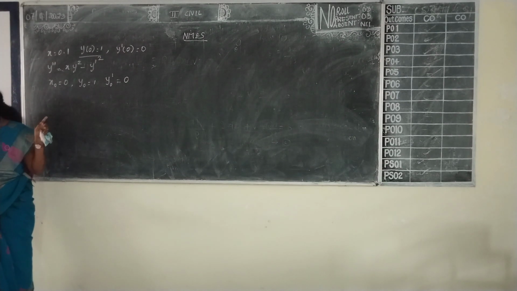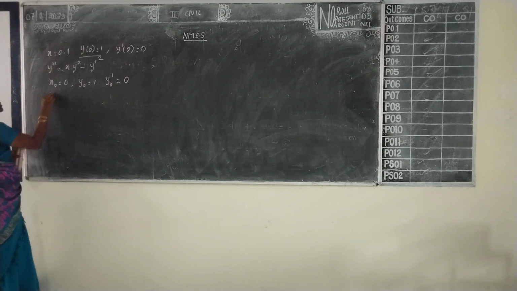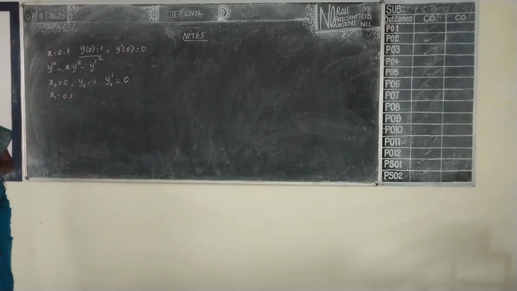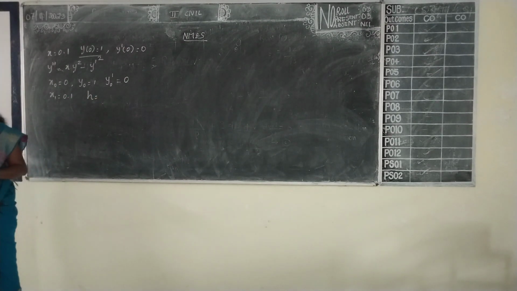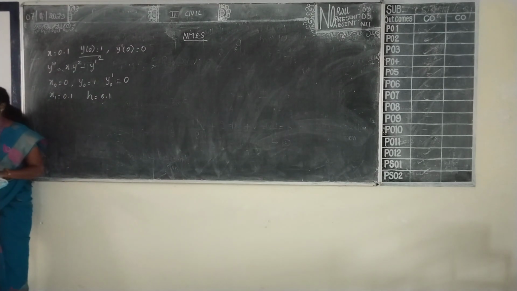Are you given the x value? Not given. So assume the given x value to be the next one. What is the value given? 0.1. So assume x1 equal to 0.1. Identify what the h value is. How will you find h? x1 minus x0, so that will be equal to 0.1. Okay, so far it is the same.